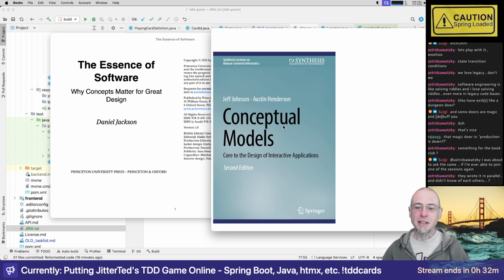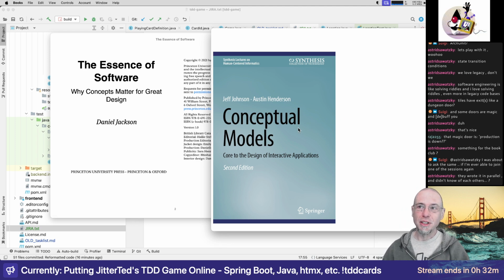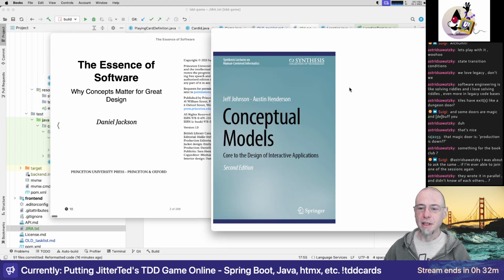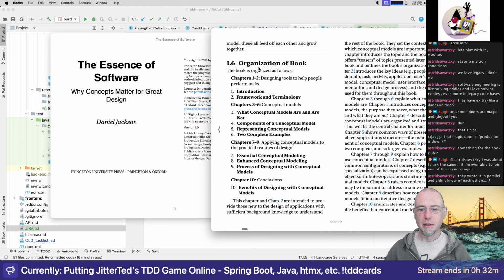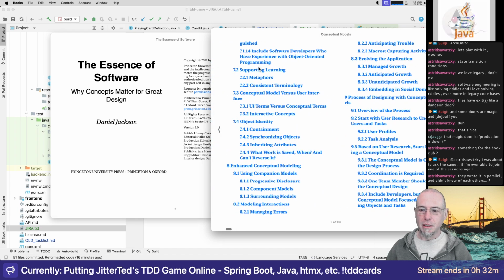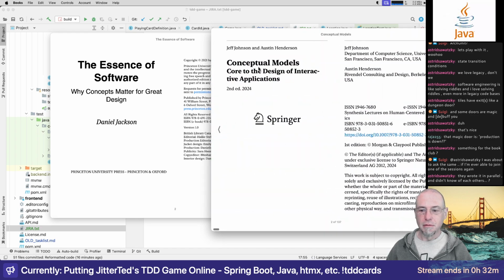No, this Conceptual Models is the second edition. The first edition came out before Daniel Jackson's book came out. So that's why this came out in... this one came out very recently. The first edition came out in 2012. This edition just came out in 2024. So yeah, it's fascinating.